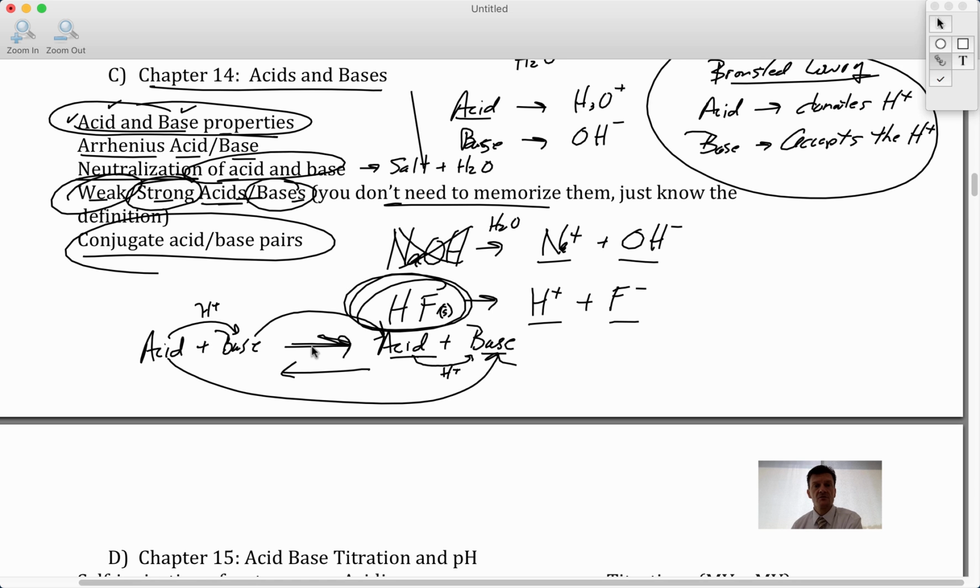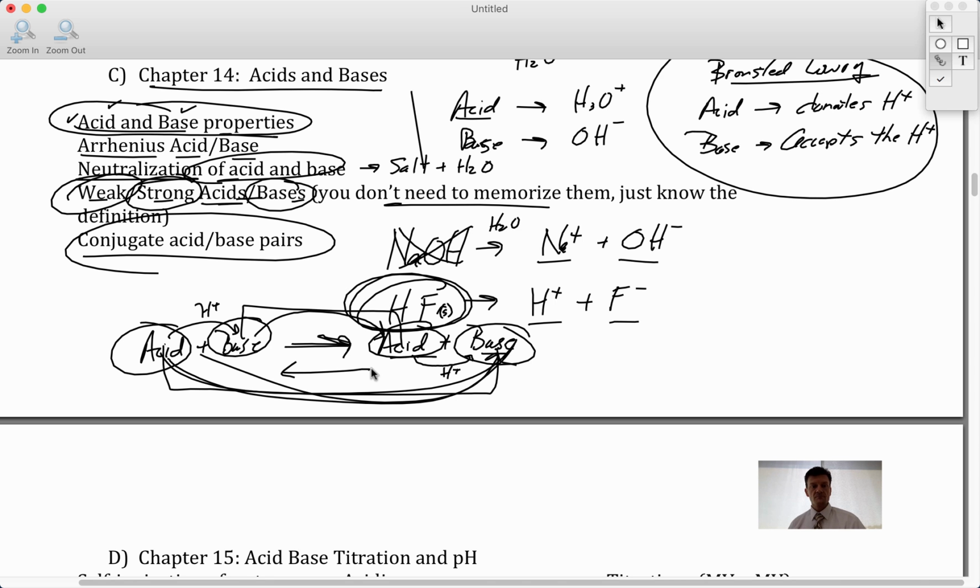So both directions you can look at an acid and base. And when you pair them up, the acid on this side turns into the base on the other side, and the base on the reactant side turns into the acid on the product side. Those are called your acid-base conjugate pairs.